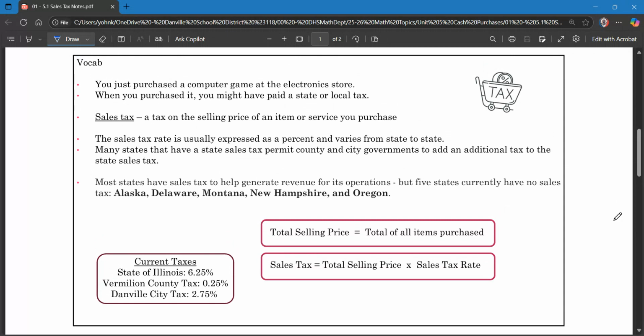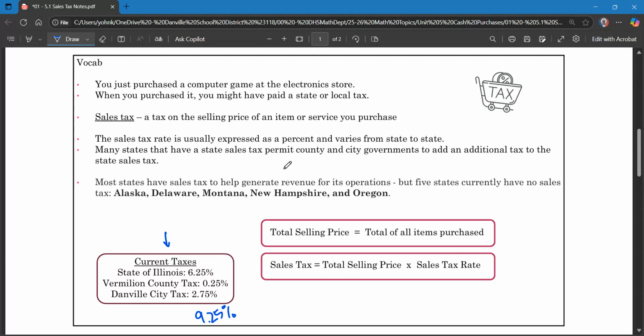There are many states that have a state sales tax, and also permit county and city governments to add an additional tax to the state sales tax. So for instance, look down here, kids, current taxes. The state of Illinois is 6.25%. Vermilion County can add on an additional tax of 0.25%. Danville can add on an additional 2.75%. So basically, you could be looking at 9.25% sales tax. That means for every dollar you spend, you have to pay another 9 cents.